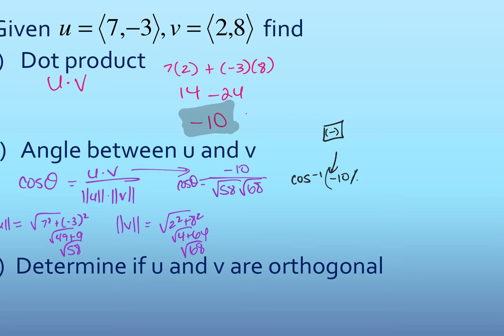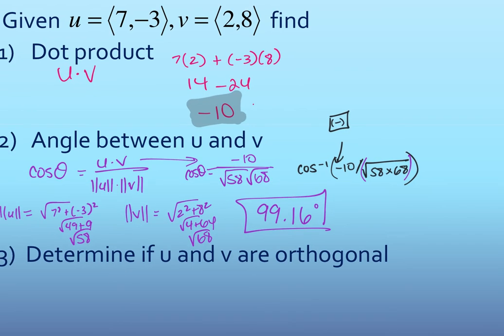Then you do divided by, open up your square root, and keep both 58 and 68 underneath the square root. Don't separate those out. If you separate them out, they have to have a parentheses around the front and the back, so just be really careful. So second cosine -10 divided by square root of 58 times 68 should give you 99.16 degrees. So if I were to graph these two vectors, it should be just past 90 degrees. It should be an obtuse angle, okay, which would be consistent with what we just found.